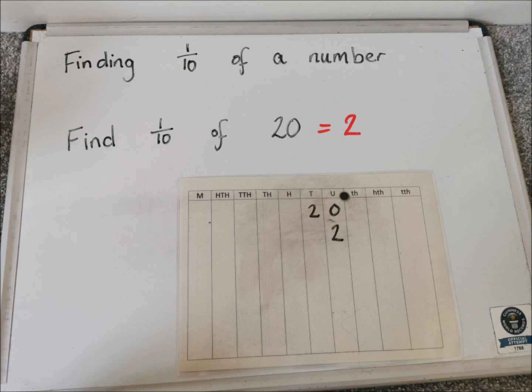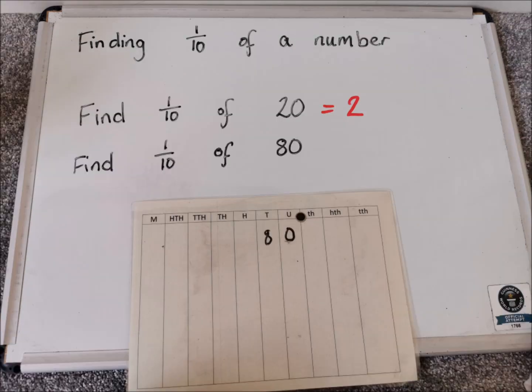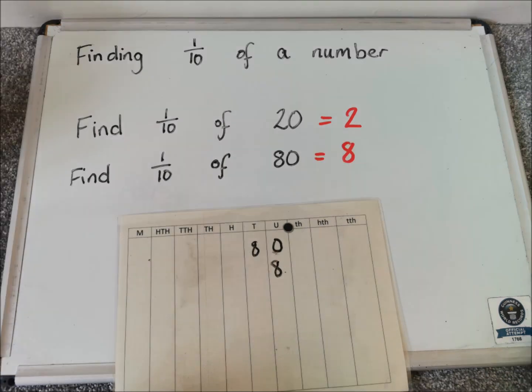Let's do another example. Find a tenth of 80. So again, on your hula hoops or whatever you're using, you can put 80 into tens and units. To divide by 10, we shuffle everything down a jump. So the 8 moves from the tens into the units, and the answer for that question is 8 because the 0 disappears.